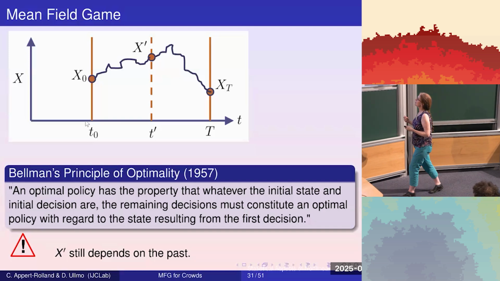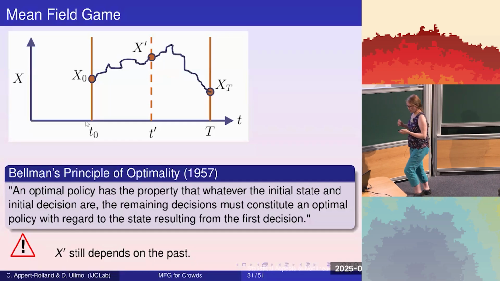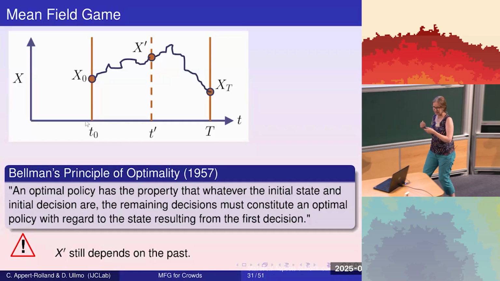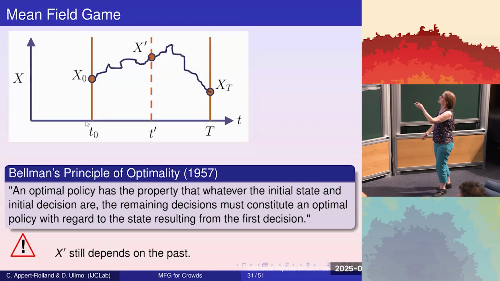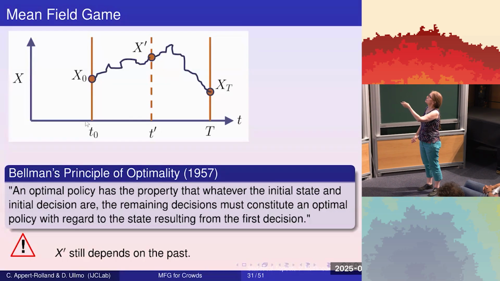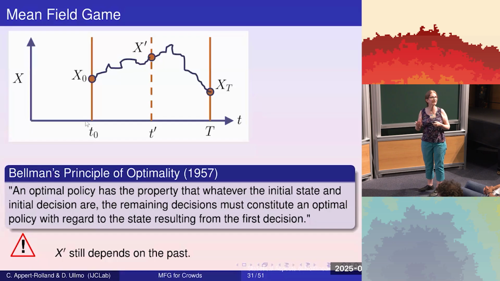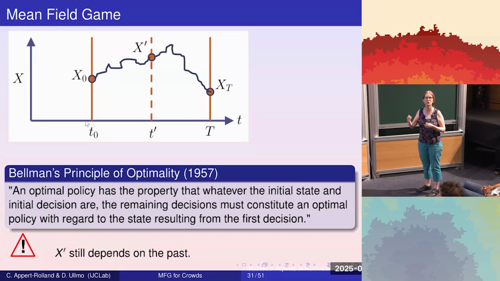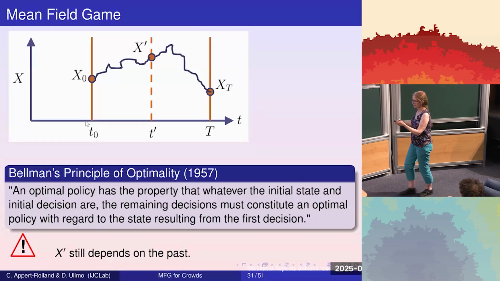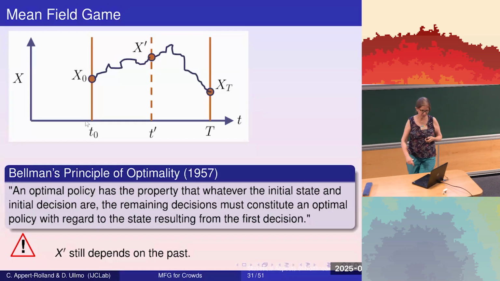So this is a strong, it seems obvious maybe, but the fact that I don't need to know the past will allow me to write something for my optimization at this time. The only thing that comes from the past is the fact that I'm in x prime. So I arrived in this position. That's the only influence of the past.